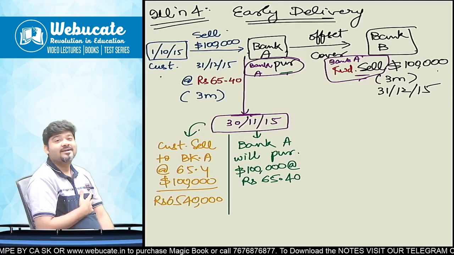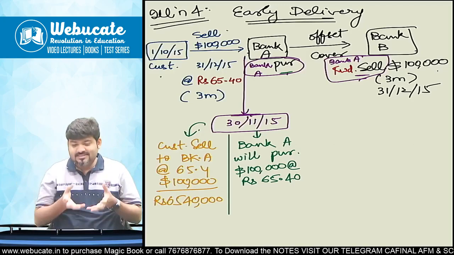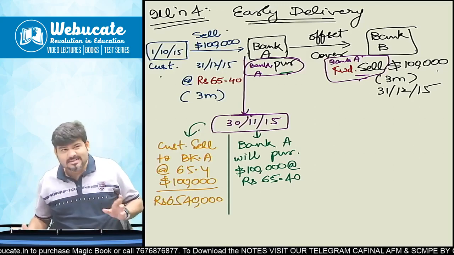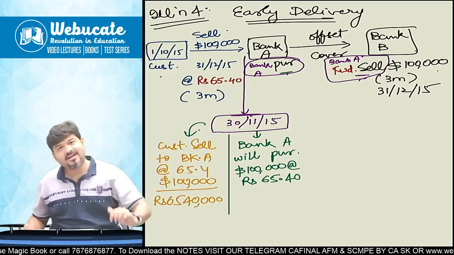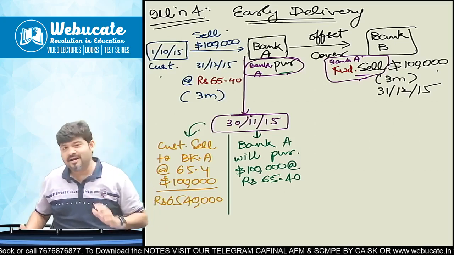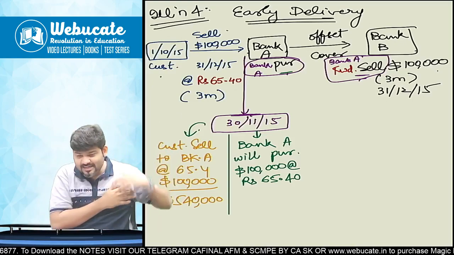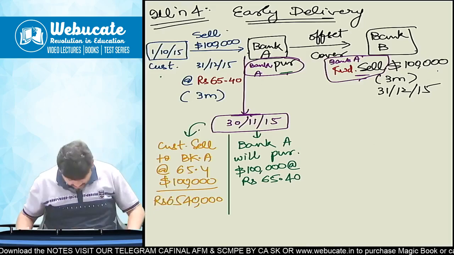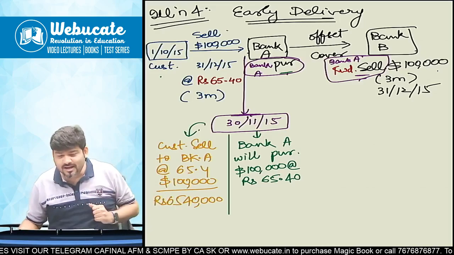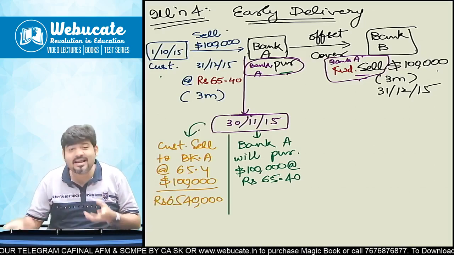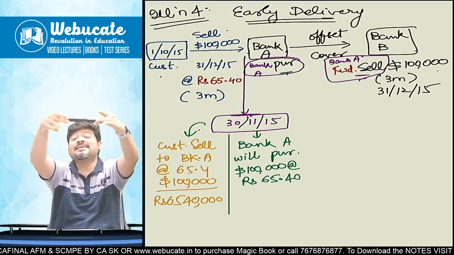I'll tell you. Now today is 30th November. Bank has purchased this $1 lakh because customer had told already that we are going to sell. But he was going to sell it after 1 month. We were prepared for that. As soon as he sells, we will purchase and we will immediately sell it to Bank B. But now the tables have turned. He has come early. Now what do I do with this $1 lakh? This $1 lakh is with me on 30th November. What do I do with this?